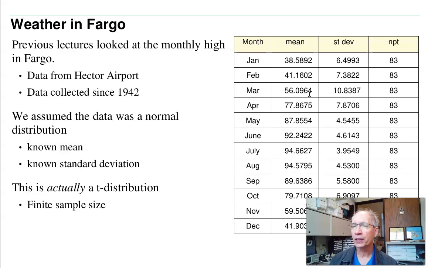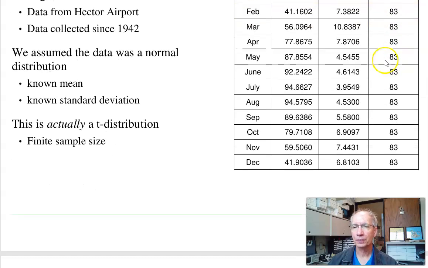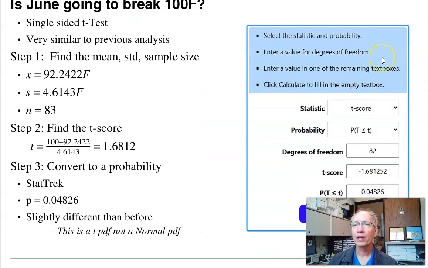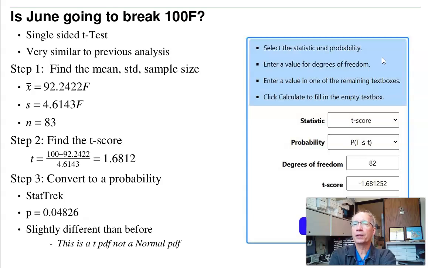So what we're going to do here is analyze the data the way you should analyze it, rather than using a normal distribution, using a t-distribution. And the answer is going to be very similar, because when you have 83 data points, it's almost a normal distribution. Not quite, but almost. Let's start out with June. Is June going to break 100 degrees Fahrenheit?